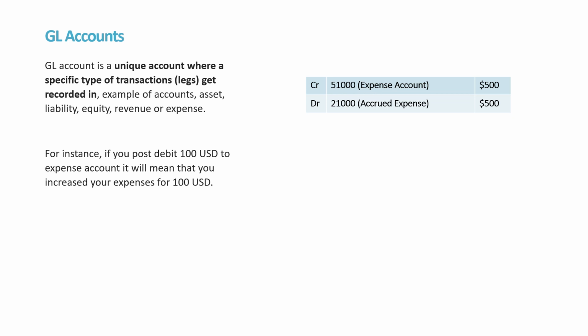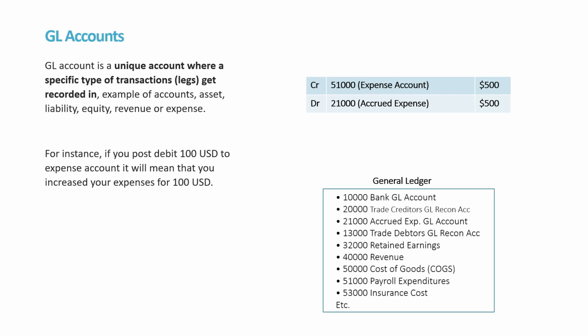GL accounts are highly specific and can store lines of journal entries that relate to the nature of that particular GL account. In the following visual example, you can observe various GL accounts along with the display of how these GL accounts are organized within the general ledger.